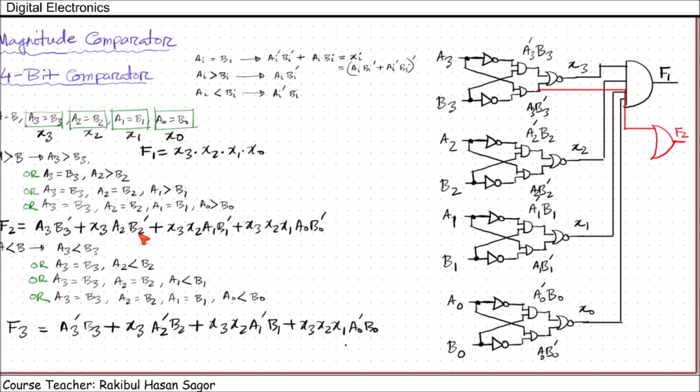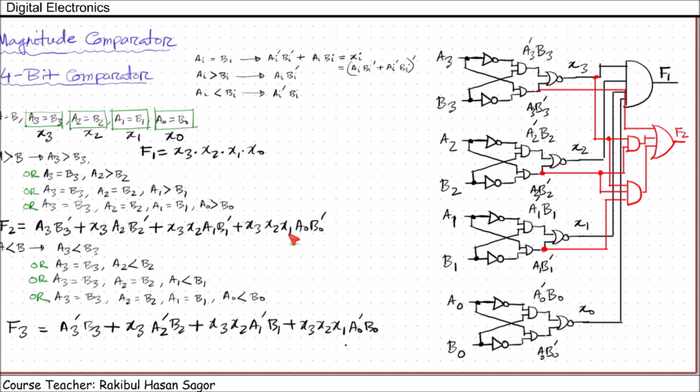Next, X3, A2, B2 prime. We have A2, B2 prime readily available, and that will be ANDed with X3. So let's do it. We need to take one of the inputs from X3, and another input will come from this A2, B2 prime. And the output of this AND gate will pass through this OR gate. Next, X3, X2, A1, B1 prime. To construct another AND gate, X3, X2, A1, B1 prime. The output of this AND gate will pass through this OR gate.